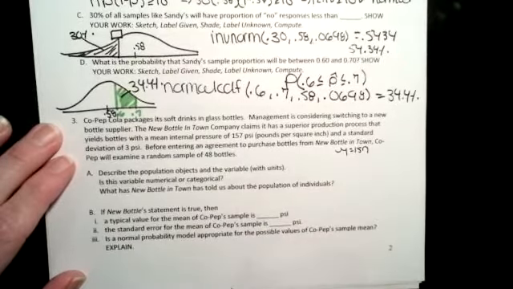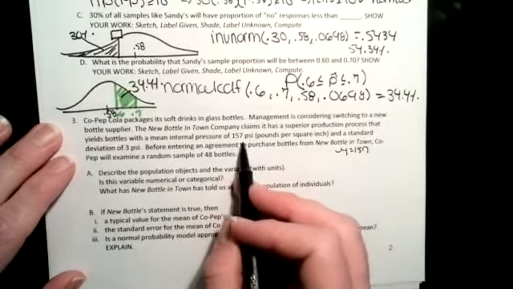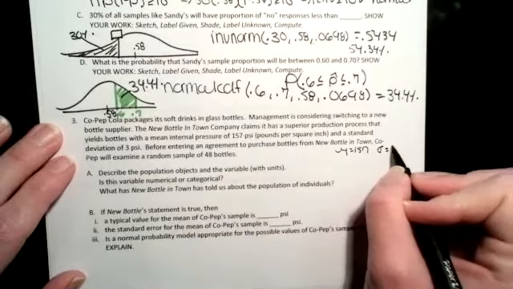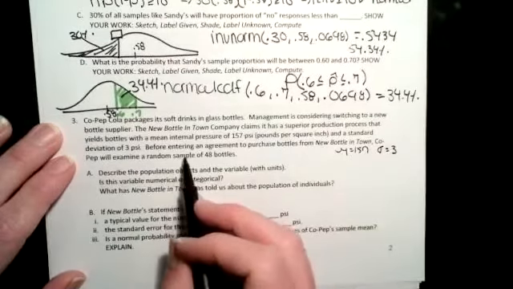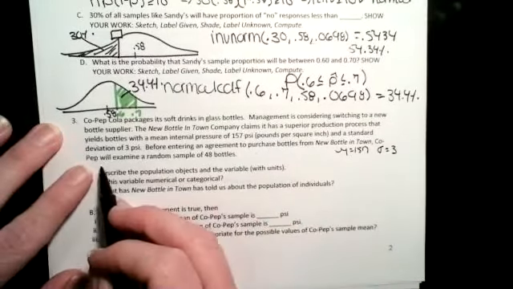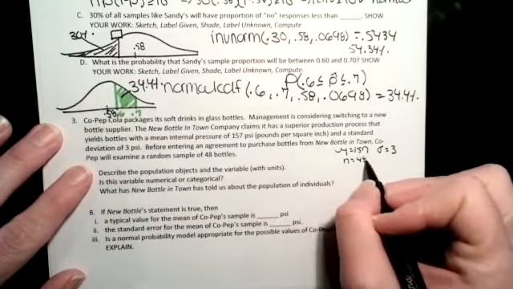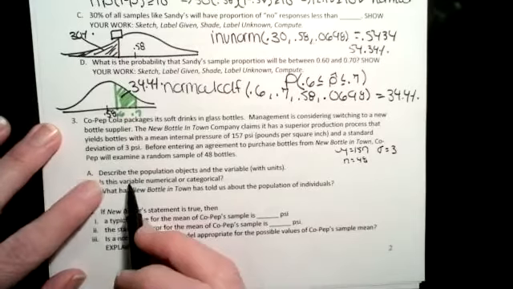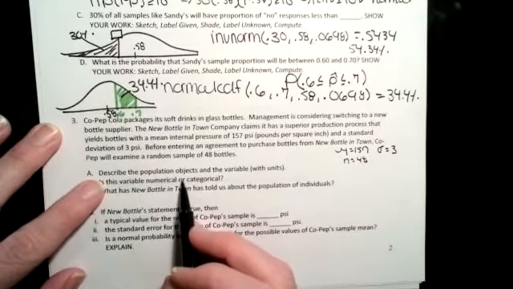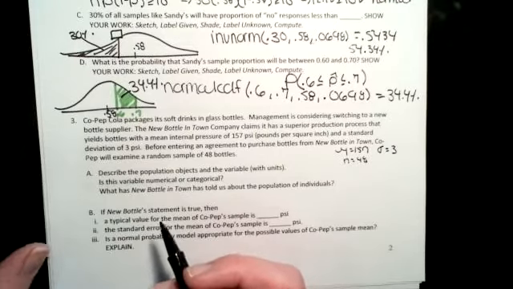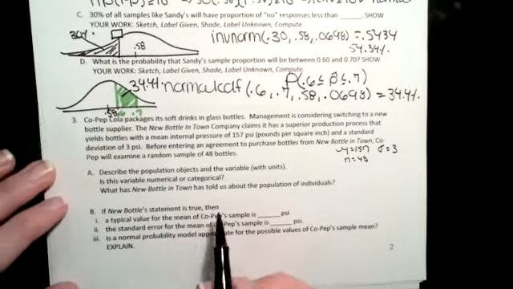Right there, it's numerical data. I don't have to really read what it's about or even get it yet. Standard deviation is 3. So they want to examine a random sample of 48. So n is 48 here. So I want to describe the population. So the population here are the new bottles from the company, and it's numerical.